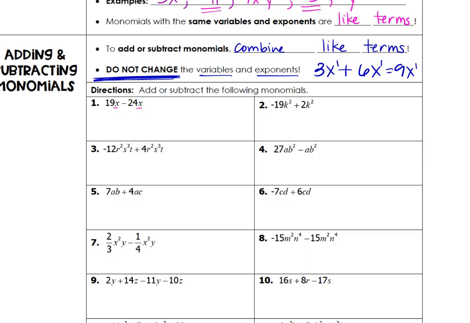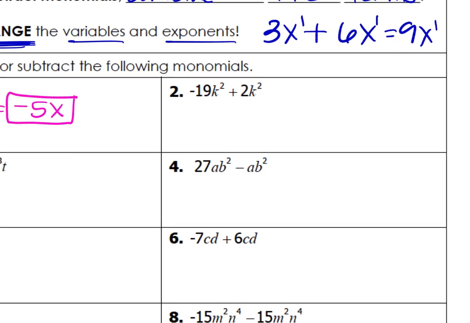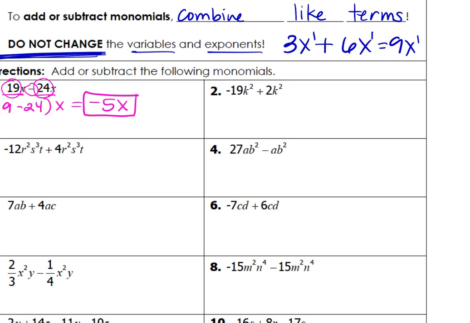They both have an x, so you could factor out that x and call it 19 minus 24, and then multiply the x, okay? So this is like saying 19 x's, and I'm going to take away 24 x's. What am I going to end up with? Negative 5x, okay? So it's really just doing the coefficients, whatever operation it says. In this one, it was subtraction, so 19 minus 24. Look at number 2. Negative 19k squared plus 2k squared. What are you doing?